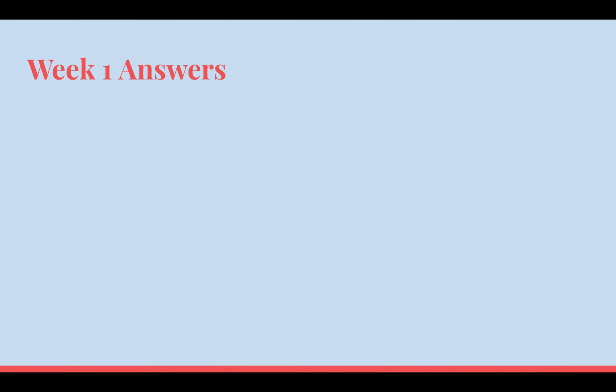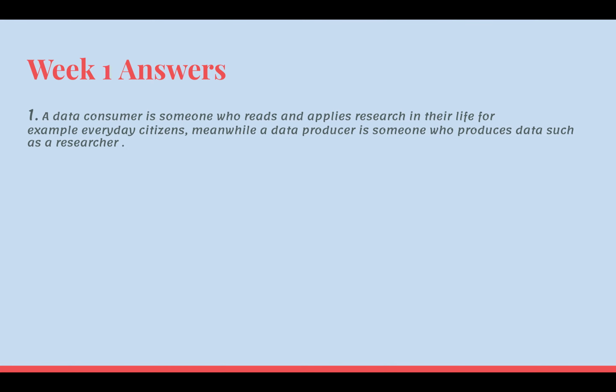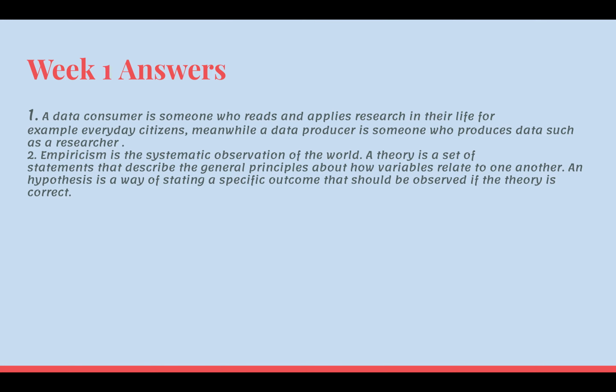Week 1 answers. A data consumer is someone who reads and applies research in their life, for example, everyday citizens. Meanwhile, a data producer is someone who produces data, such as a researcher. Empiricism is the systematic observation of the world. A theory is a set of statements that describe the general principles about how variables relate to one another. A hypothesis is a way of stating the specific outcome that should be observed if the theory is correct. Lastly, data is a set of observations.